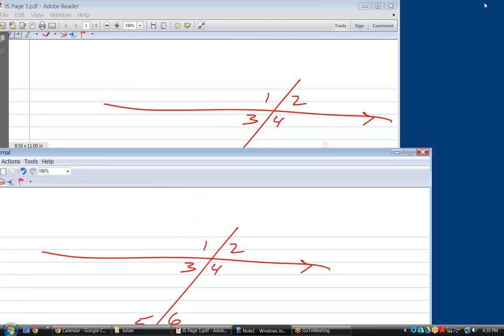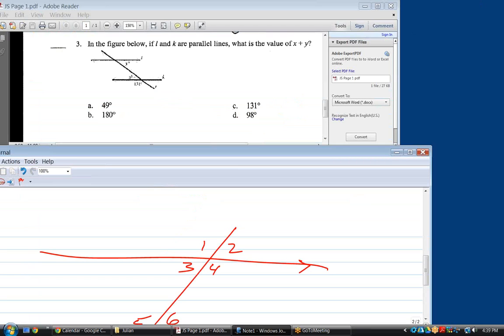So if I bring back our picture, that's an acute angle. So is y. X is equal to y. X was 49. X plus y is 98.